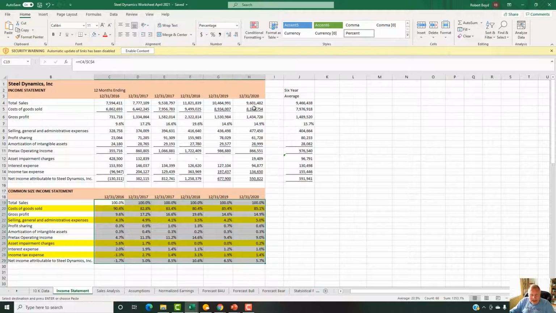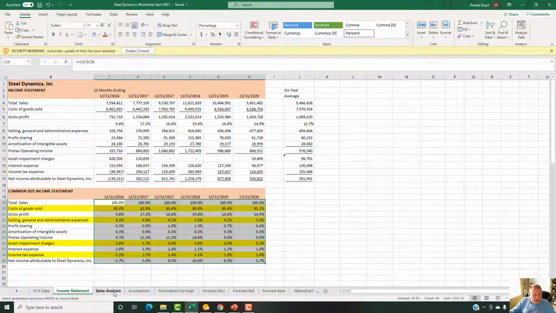Now, this income is my jump-off point. And as many of you, we can see that there was a fair decline between 2019 and 2020. But we're going to continue to focus on the margins, and we're going to focus on the common size, because that's telling us the relationship between the expense and the revenue. So that's the first thing I did.